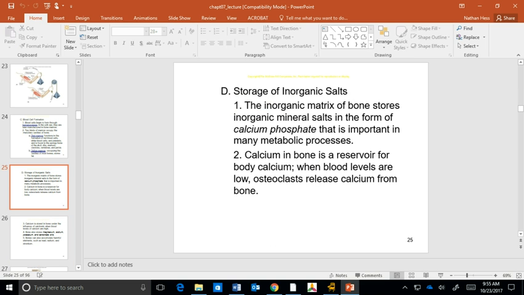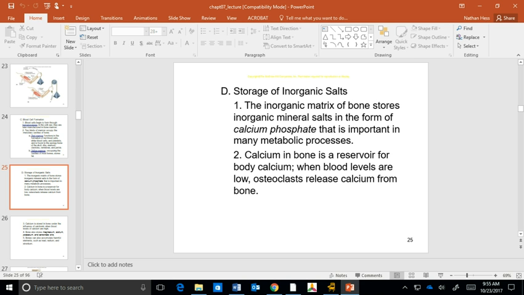We're good here? All right, next, the last of the main functions is the storage of inorganic salts. If you remember back to our chemistry chapter, we talked about organic versus inorganic molecules. This is what we're talking about, right? Calcium phosphate, this is where your bone is storing the calcium that we eat. And we need that for many different metabolic processes. So it's a very important mineral that we have to have access to. And again, the bones are that reservoir where the calcium is stored.